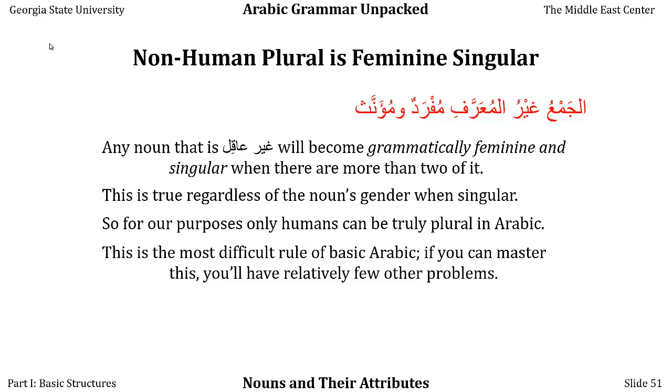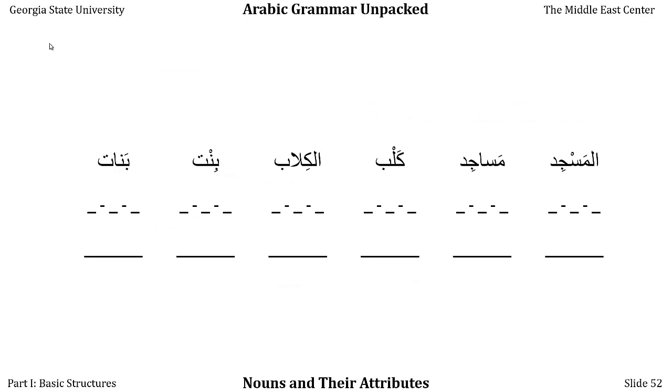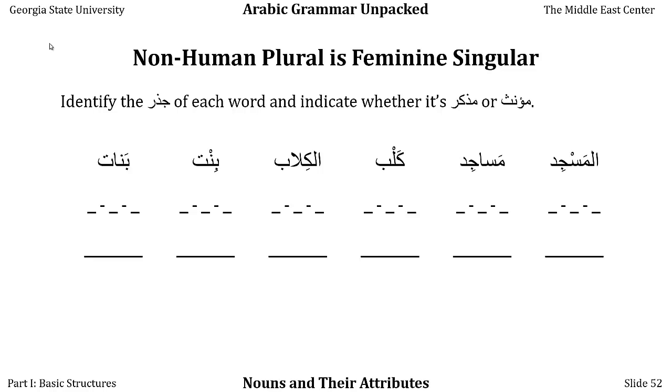In the next 2 videos that will be put up, we will explore this rule in much greater detail when we learn to count objects and when we learn to attach an adjective to an object to describe it. Let's take some examples. Al-Masjid. Al-Masjid is a mosque, one of the 2 words for mosque.